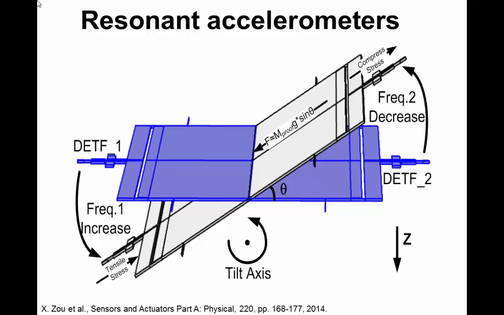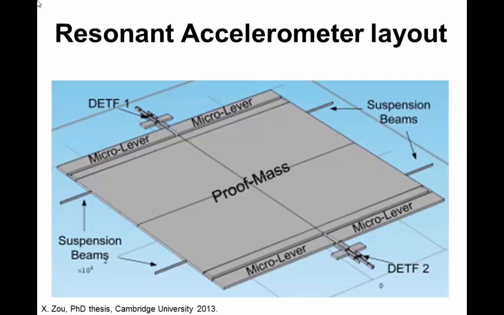And you've got a push-pull type configuration here, so that one of these beams is subject to tensile loading, the other to compressive loading, and so you've got a frequency increase and a frequency decrease that's measured off these two oppositely placed vibrating beam elements, which is then proportional to the measured acceleration.